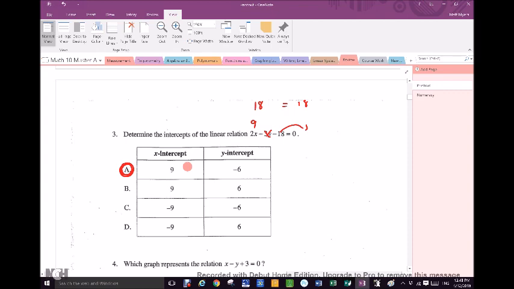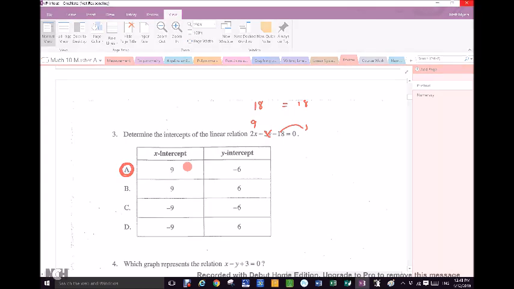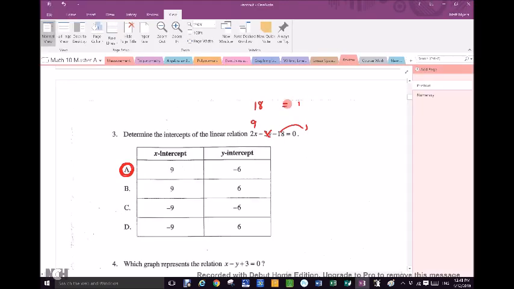How do you know it is A? Because then you do the same thing with the y value. The x disappears, and this is 0, -6. So -3 times -6 is positive 18. Move that over. 18 equals 18.